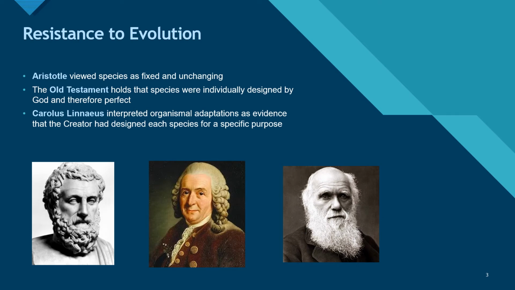Before Darwin, there was some resistance to evolution, so people didn't want to believe that it was true. The three main ones are: Aristotle viewed species as fixed and unchanging. The Old Testament holds that species were individually designed by God and therefore perfect, so species only came from God and there was no scientific aspect to it. And the last one is Carolus Linnaeus, who interpreted organismal adaptations as evidence that the creator had designed each species for a specific purpose, so each animal or species, like the human, had one specific purpose in life.